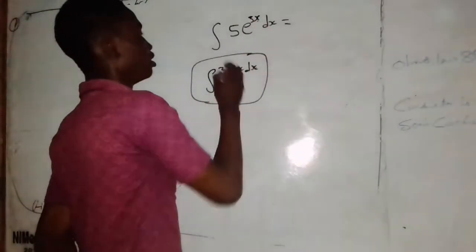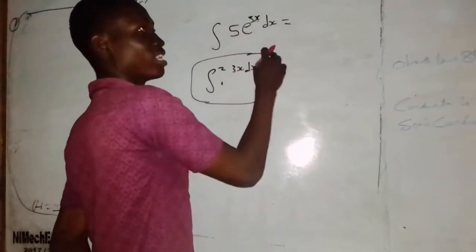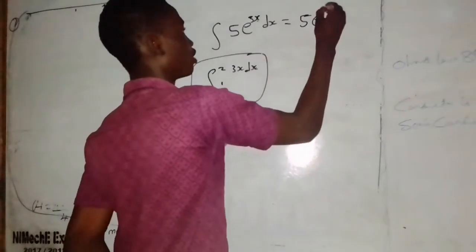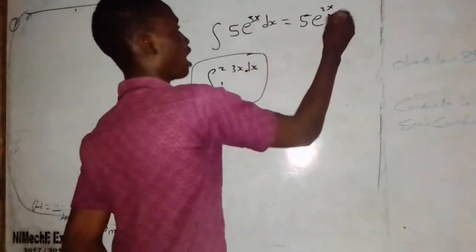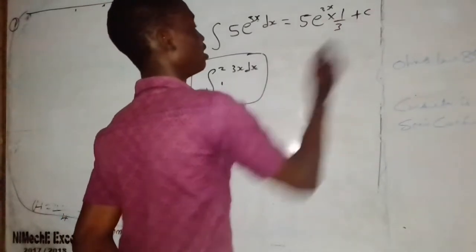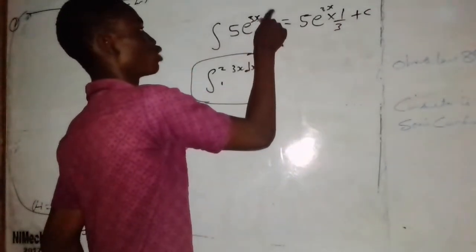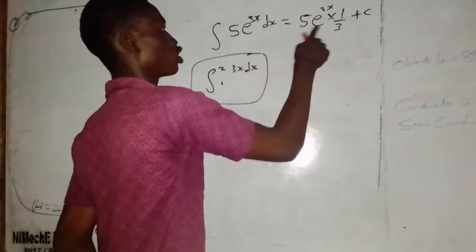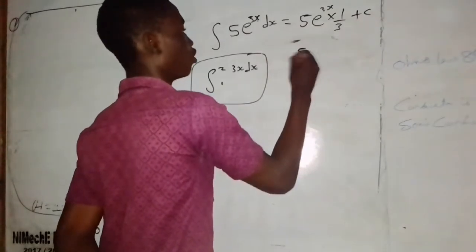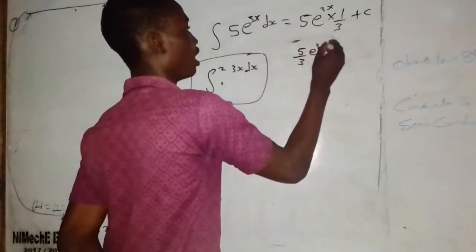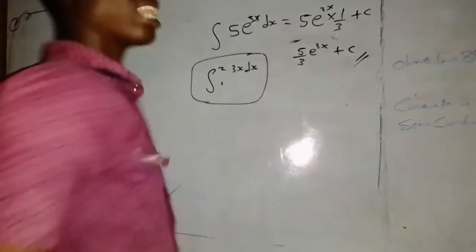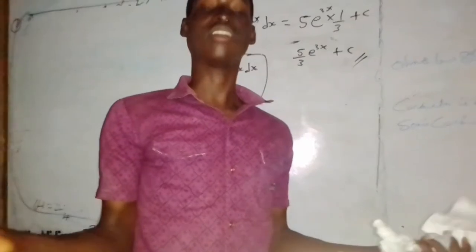Let's solve this. This is the integral of 5e raised to the power 3x. So how do you solve a question like this? Just write down 5e raised to the power 3x, times the inverse of it, 1 over 3, as simple as that, plus c. You don't need to be looking for the power plus 1, no. Just something like this, because this is called an exponential. So to solve this, my answer will be 5 over 3, e raised to the power 3s, plus c. Final answer. You can see that I solved this in less than maybe 7 seconds.